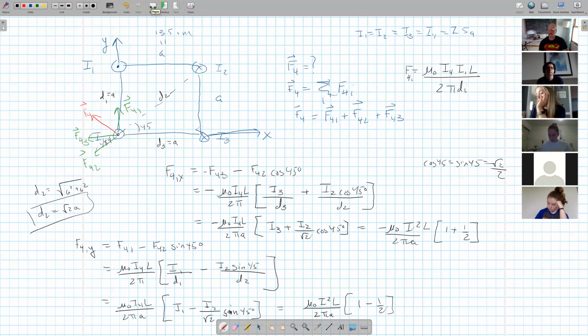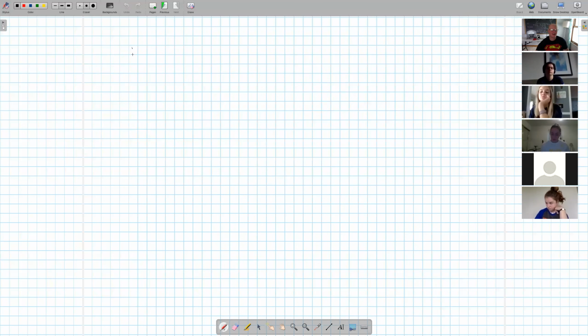Now that I wrote everywhere on that page, let's move to another page. So this finally says that the x component is equal to mu naught I squared over L, because I want to divide both sides by L, because I want the force per unit length, times 2 pi a times simply 3 halves. Okay. And then F for y over L is equal to mu naught I squared divided by 2 pi a times a half. Everybody's okay?